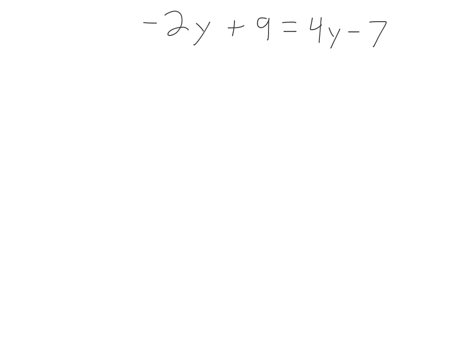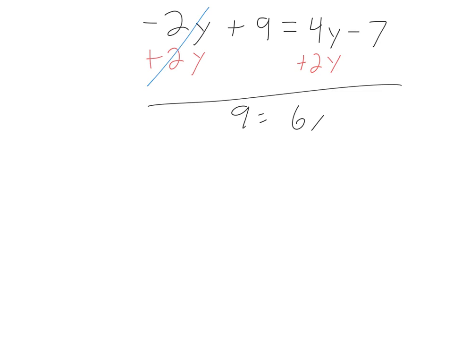So number 2, you can actually work from either side. You need to move the variables over to be on the same side first. I'm going to choose to move that negative 2y because I want the result to be a positive y. So I'm going to add 2y to both sides. That cancels. You're going to be left with 9 equals 6y minus 7. You could have moved the 4y, but you would have been left with a negative 6y on the other side. I'd prefer having positive 6y.